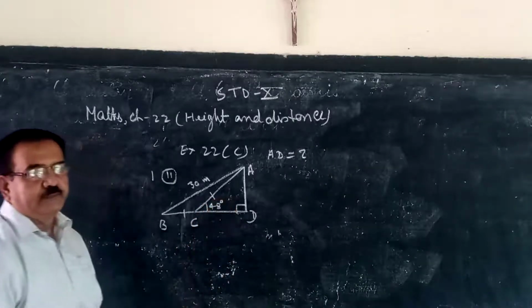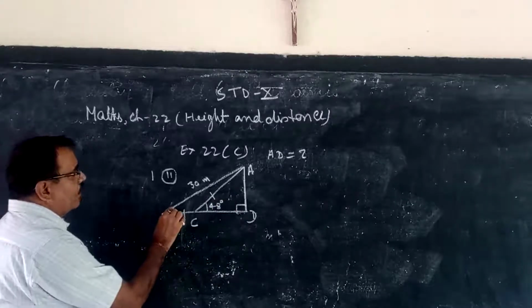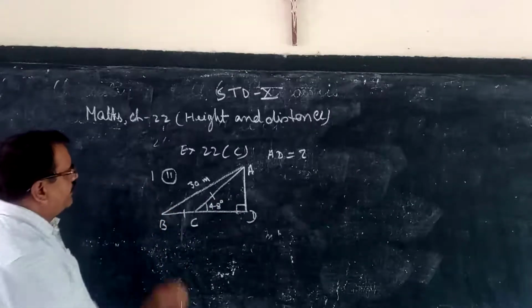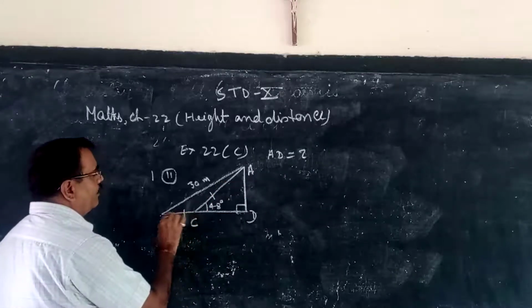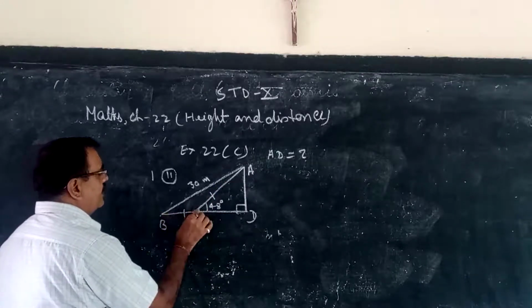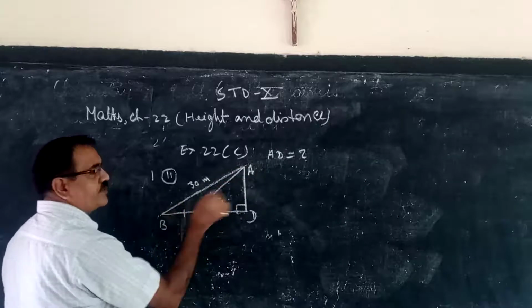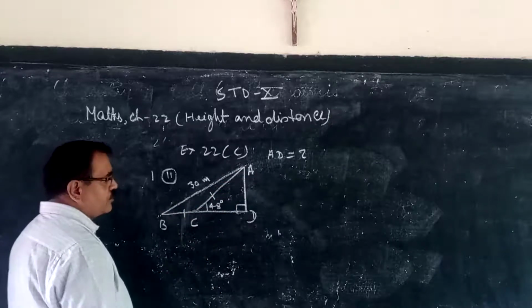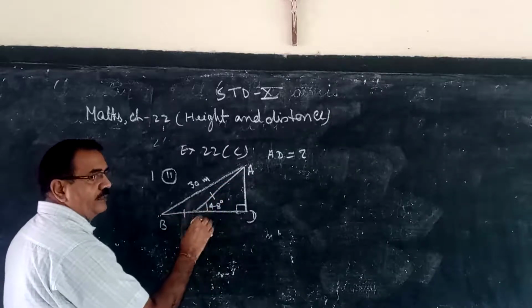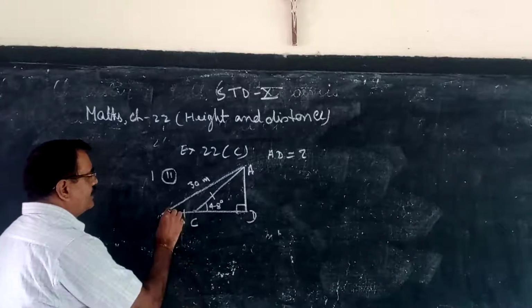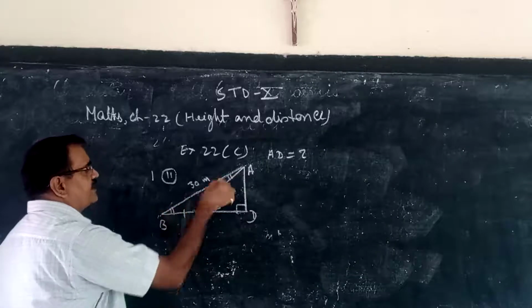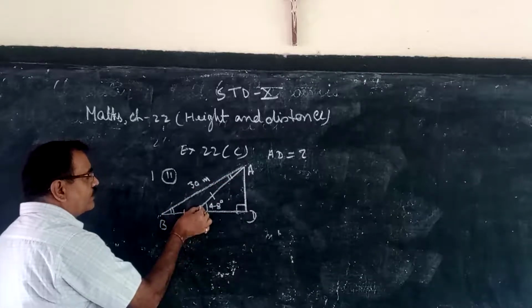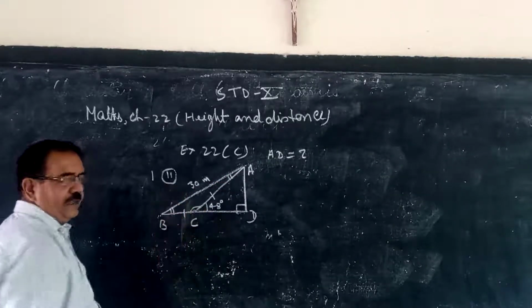This angle is not given, but BC and AC are given equal. From D we will find the value. Since BCA is an isosceles triangle, two sides are equal, so their opposite angles are equal, which means this angle and this angle will be equal. What is the measure of this angle? So first of all you find out the third angle.